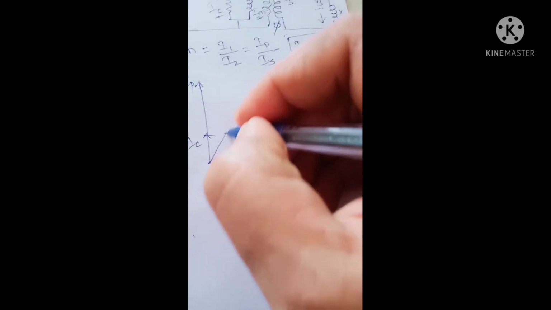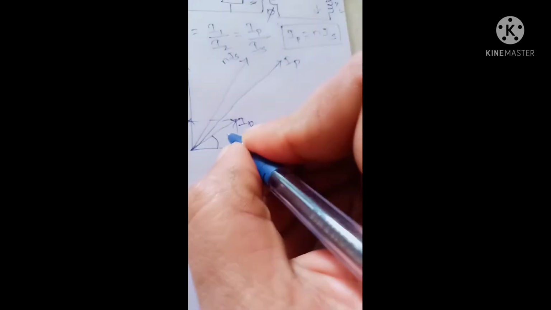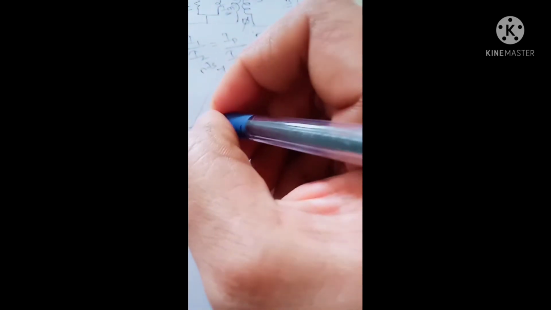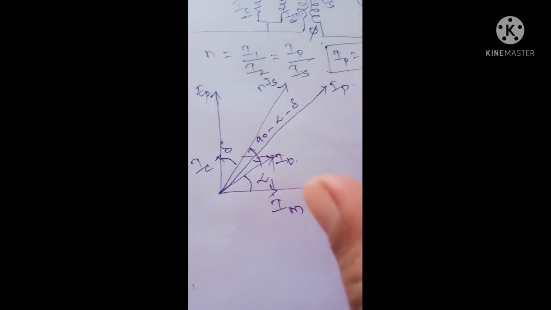So here we have NIS, and then we have IP. This makes angle alpha, this makes an angle delta, and the angle between these two will be 90 minus alpha minus delta. With this portion we are going to derive the expression for ratio error.